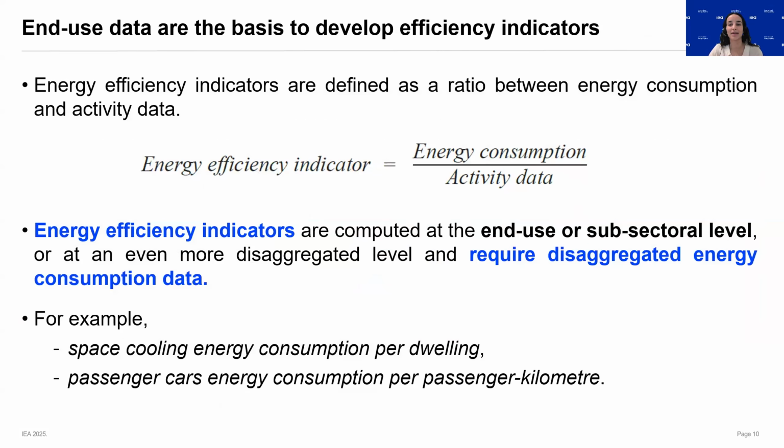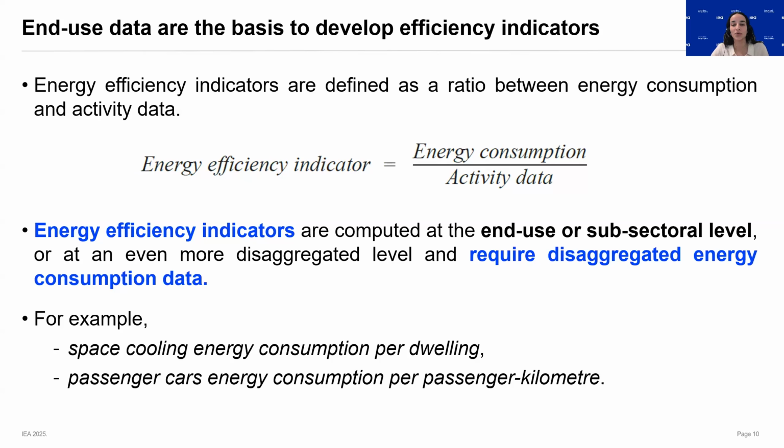Also, end-use data are vital to develop efficiency indicators. Generally, energy efficiency indicators are intensities presented as a ratio between the energy consumption, which is measured in energy units, and activity data, which is measured in physical units. For example, we can compute indicators like space cooling energy consumption per dwelling, or total services energy consumption per capita, or cars energy consumption or energy intensity per passenger kilometer that give us important information. These indicators provide valuable insights into energy efficiency, consumption patterns, but also sector-specific trends, and their selection depends on the specific type of information we aim to extract.